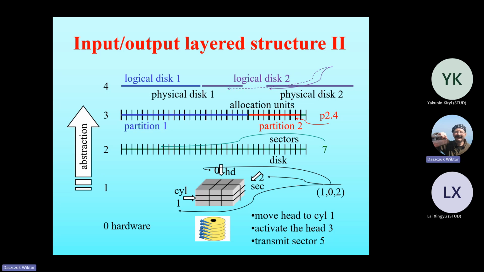And finally, on this level, we have logical disk 2, unit 5. And if unit 5 is on this disk, the driver for physical disk 1 is called, otherwise physical disk 2. This shows how the stack of drivers can be built in an operating system.